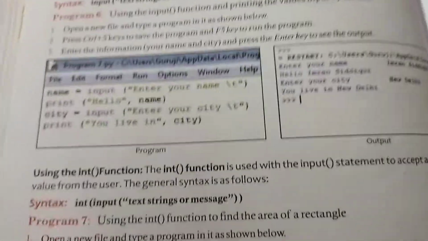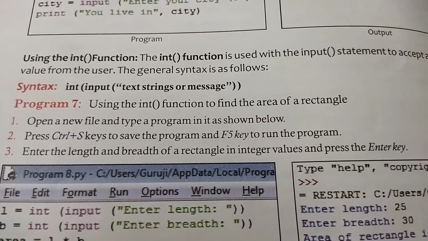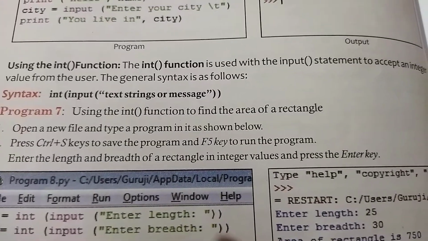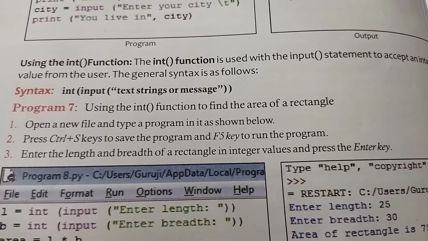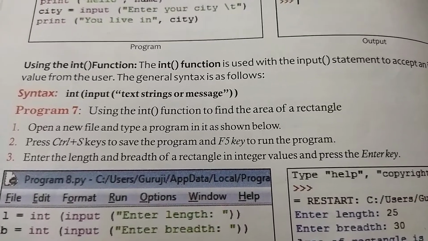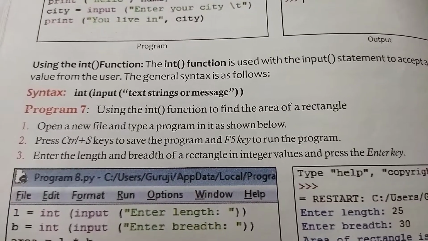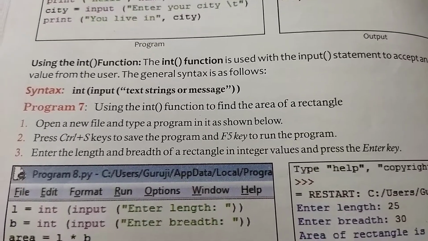Okay, then next is using the int function. The int function is used with the input statement to accept an integer value from the user. So the general syntax is as follows: int input, text string or a message. Then program number 7, using the int function to find the area of a rectangle.